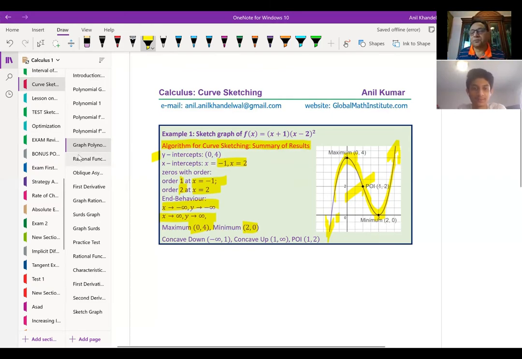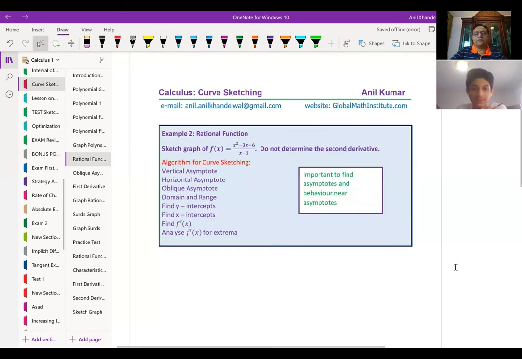Now it's time to look into rational functions. So here I've taken up an example with a rational function. Can you please read what is the function given to you? Yes, sir. Example 2, rational function. Sketch the graph of f of x equals x squared minus 3x plus 6 over x minus 1. Do not determine the second derivative.